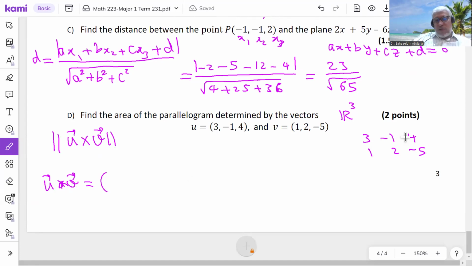So to find the first component, you cover the first column. So forget about the first column. Forget about this one. And multiply. Find the determinant. -1 times -5, that's 5 minus 8. So 5 minus 8. And the second component, there is a minus sign.